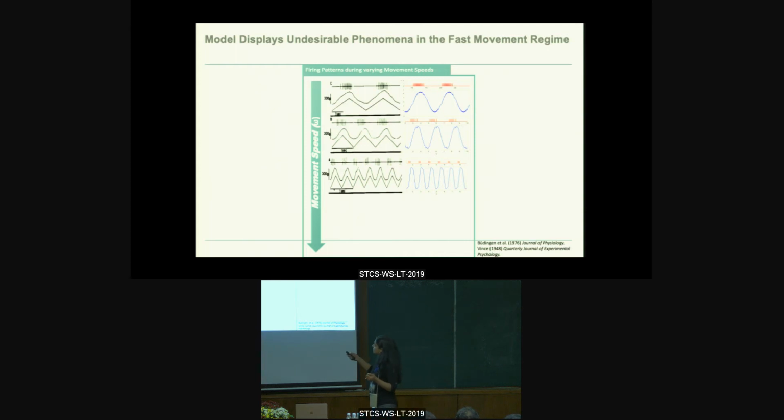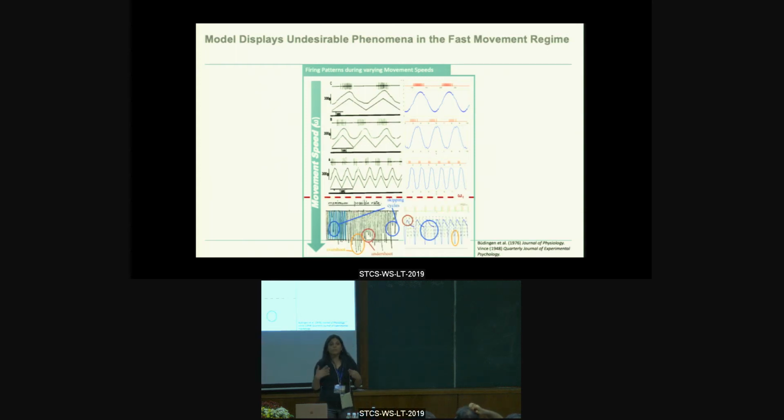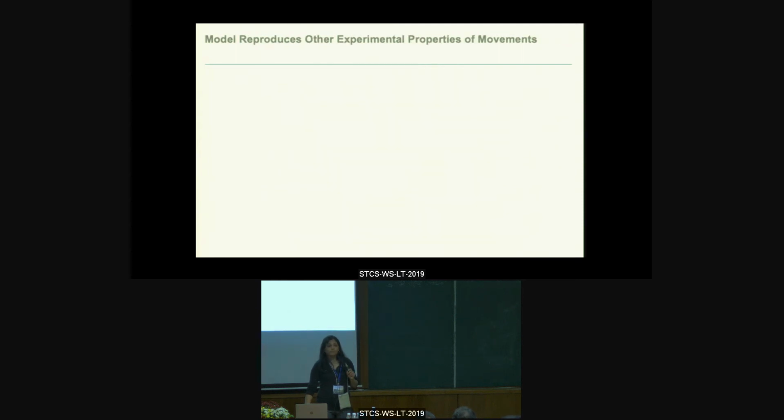And then, of course, as you increase the frequency of the input, both the model and the data show this undesirable phenomena, okay? So you get those skip cycles. So the model seems good enough, but actually it's not good enough for the neuroscience community, okay?